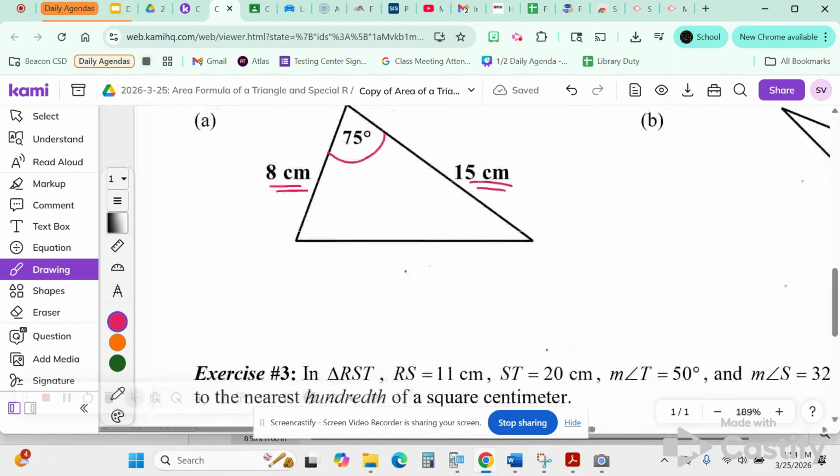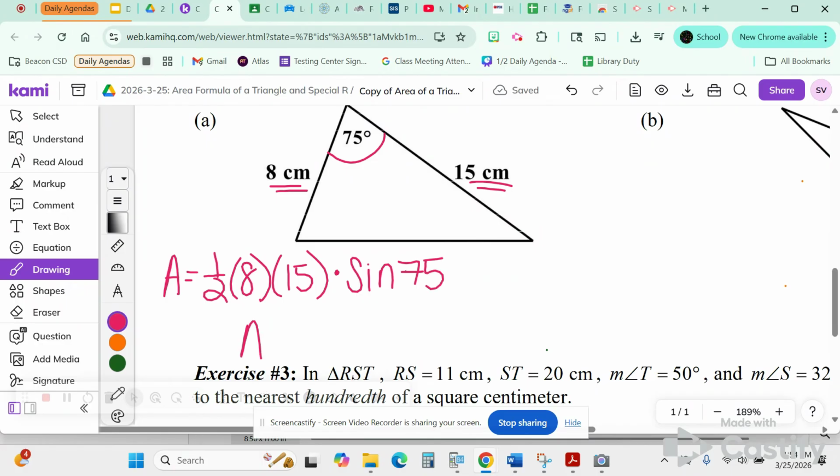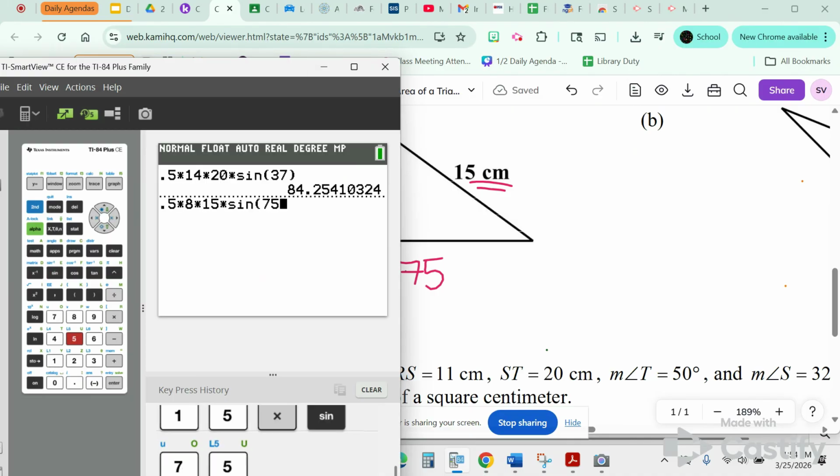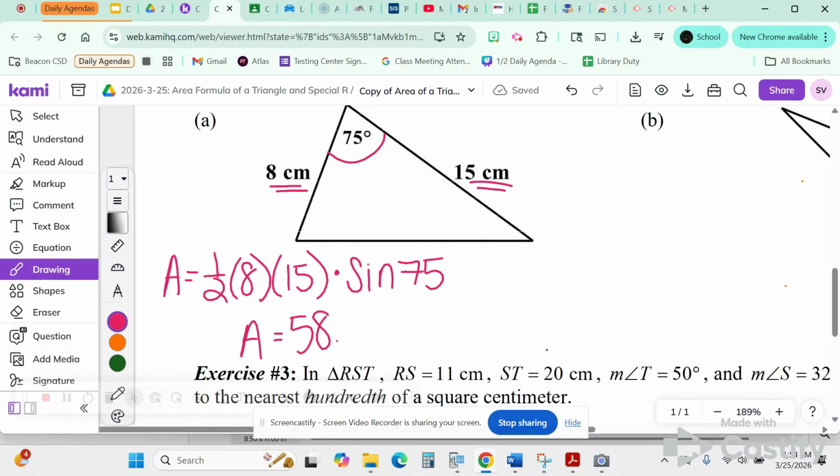So setting this up, we have area equals 1/2 times 8 times 15 times the sine of 75. And again, I'm plugging directly into the calculator. So we've got 0.5 times 8 times 15 times the sine of 75, and we've got 57.95 and so on. So the 5 actually rounds the 9 up, and the 9 will then round up the 7 to an 8. So it's really 58, but because we need the tenths place, we're going to do 58.0. So we are showing that we rounded to the nearest tenth, and our units are centimeters squared.